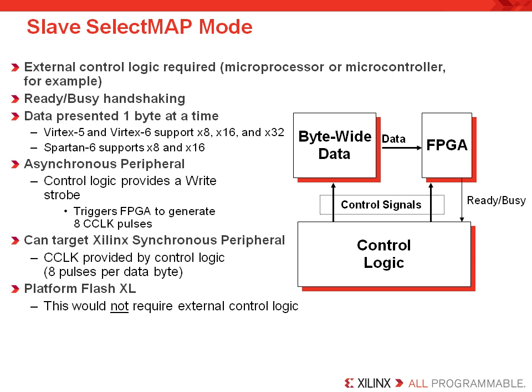In this mode, data can be provided with 8-bit, 16-bit, or 32-bit data lines when using Virtex-5 or Virtex-6. Note that Spartan-6 only supports 8-bit and 16-bit data line configurations. This configuration mode supports the use of asynchronous peripherals that provide a write strobe, which can be used to have the FPGA generate the 8 clock pulses necessary. This mode also supports a synchronous peripheral interface where the control logic provides the necessary 8 clock pulses per data byte. Note that the Xilinx Platform Flash XL device is often used as the byte-wide data source. In this example, and in that case, no external control logic would be required. This assures the reliability of the configuration scheme's design and reduces your risk and debug time.